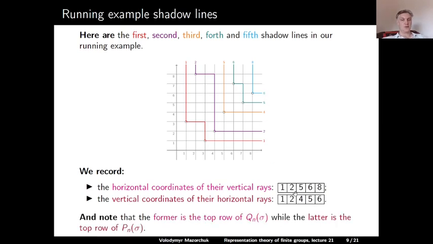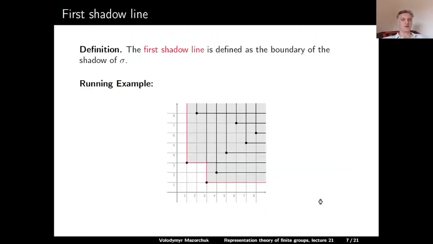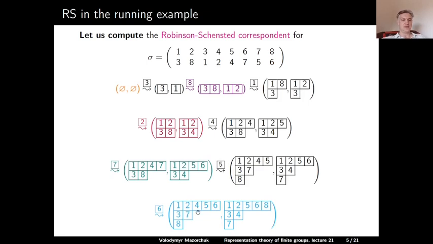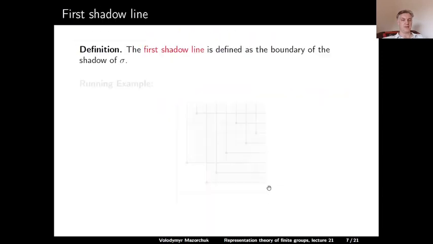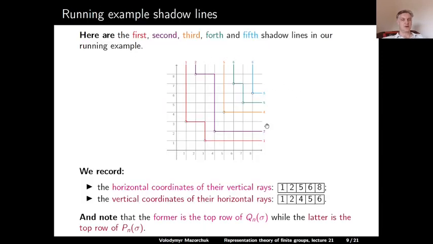And now we have to compare these two rays, 1, 2, 5, 6, 8, and 1, 2, 4, 5, 6, with the Robinson-Schensted correspondent of sigma. So if we look at our Robinson-Schensted correspondent of sigma, we see that 1, 2, 5, 6, 8 is the first row of Qn, and 1, 2, 4, 5, 6 is the first row of Pn. So these coordinates of the rays for the shadow lines agree with the first rows in the Robinson-Schensted correspondence of sigma, at least in our running example.